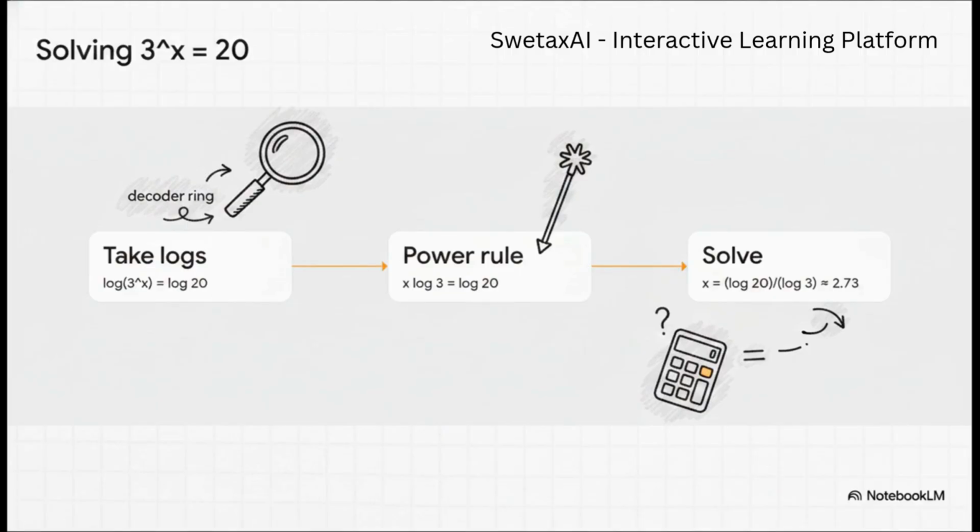Well, in step 1, we apply our decoder ring by taking the log of both sides. In step 2, we use our ultimate weapon, the power rule, to pull that mysterious x right down to the front. Now x is just multiplying. And for step 3, we simply divide both sides by log 3. Punch that into your calculator and you find that x is approximately 2.73. See that? You just solved the impossible.